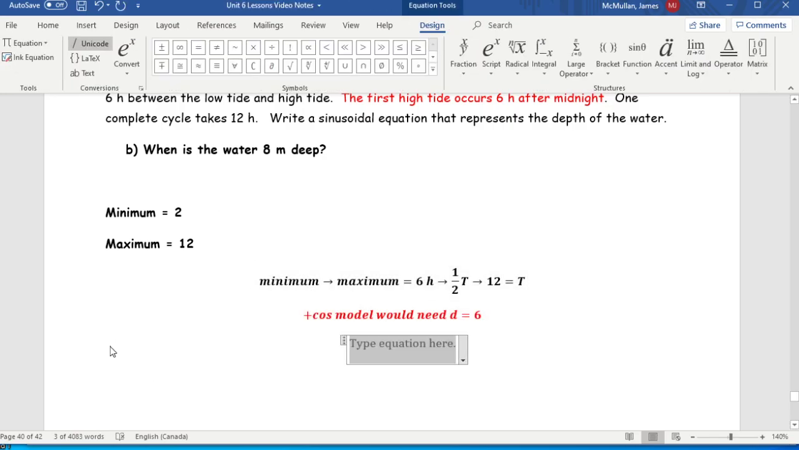So let's write down what we know. The min and max is 2 and 12. So A would be 12 minus 2 divided by 2, which is 5. And C would be 12 plus 2 divided by 2, which is 14 divided by 2, which is 7. We also know that K is equal to 30 because K is 360 divided by T. So what do we have here? I said a positive cos model, so 5 cos 30(x minus 6) plus 7. Okay, and that would cover everything we need.